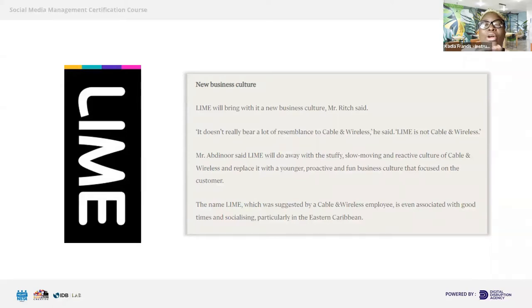They're going to do away with this. No, this is them telling on themselves. Listen to this line. Mr. Abdinor said Lime will do away with the stuffy, slow-moving, and reactive culture of Cable and Wireless. So them did more. Them did more, right? And replace it with a younger, proactive, and fun.